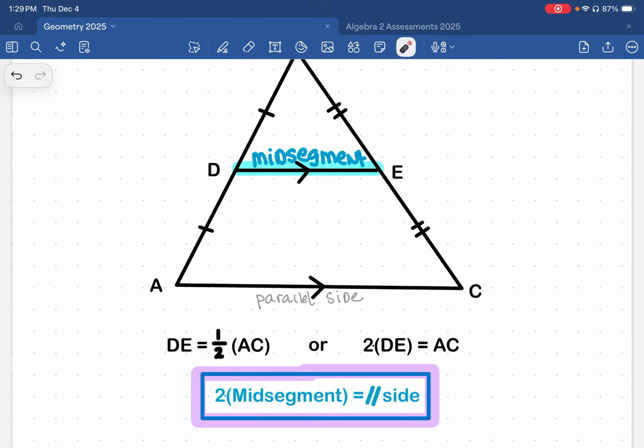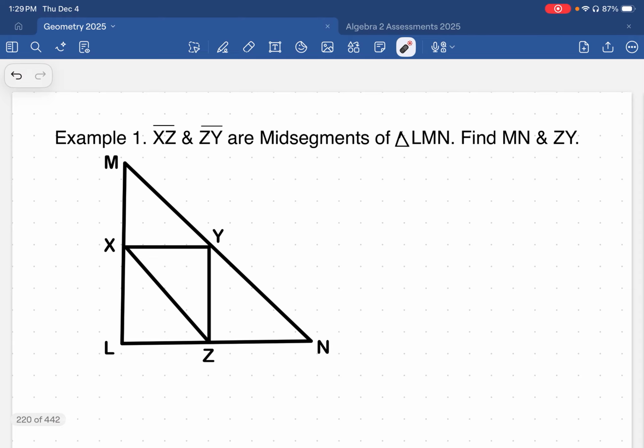Let's go ahead and try this theorem with 2 examples. Our first example says XC and ZY are midsegments of triangle LMN. Find MN and ZY. I'm sure those are supposed to have lines above them, so let me go ahead and add those. There we go. It's not a bad idea to use your highlighter to find these segments. So I'm going to just pick a color for MN.